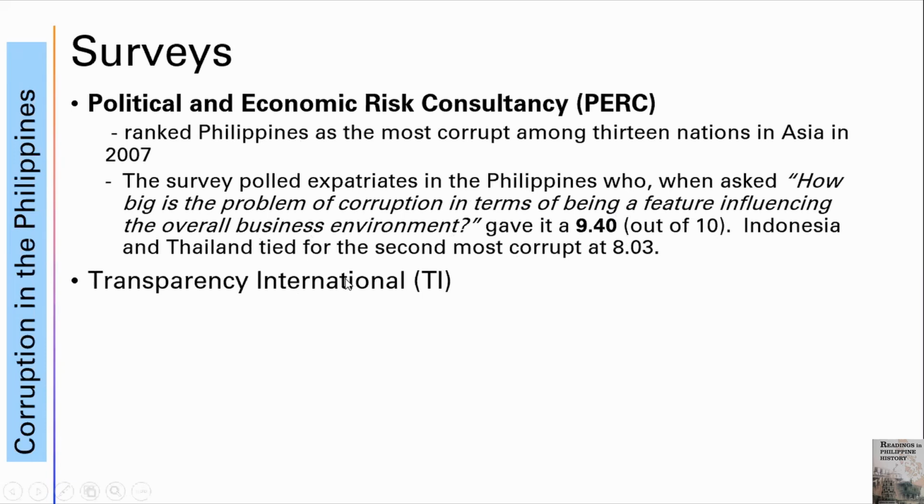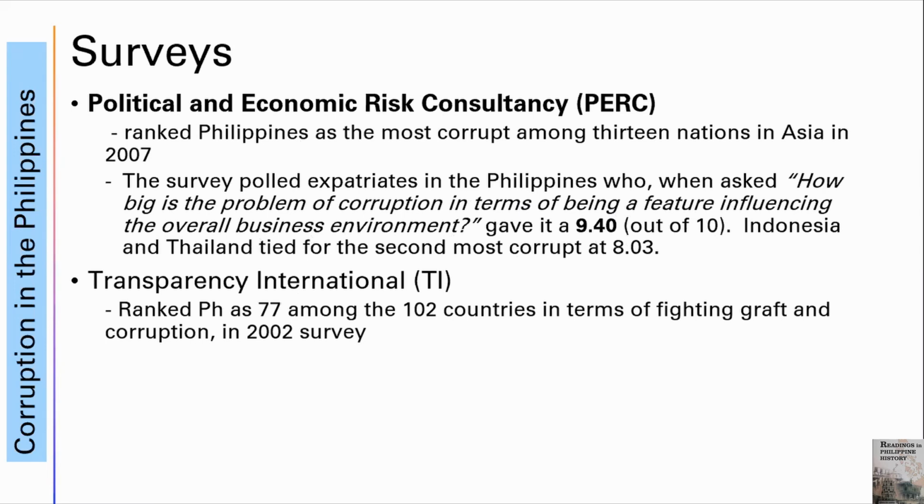And according to Transparency International, the Philippines ranked 77 among 102 countries in terms of fighting graft and corruption in the 2002 survey. So they're not really fighting graft and corruption, because if they were, we shouldn't be at this number. So graft and corruption is still rampant in our country. It is a problem in the past, and still a problem in the present.